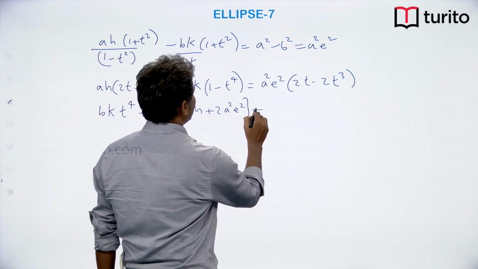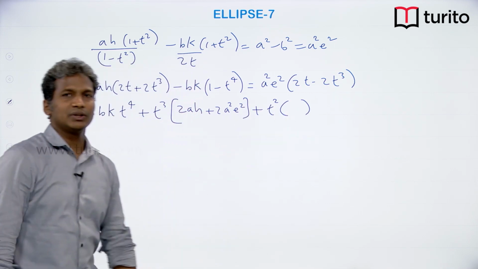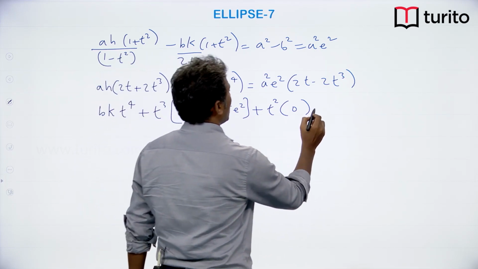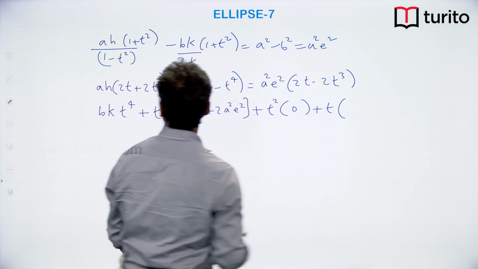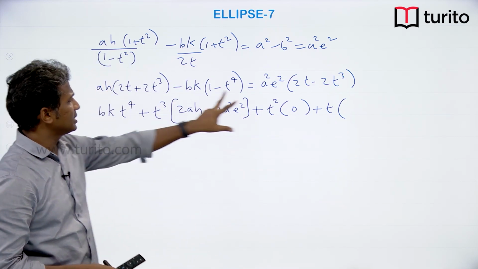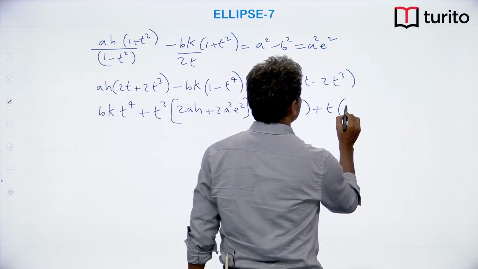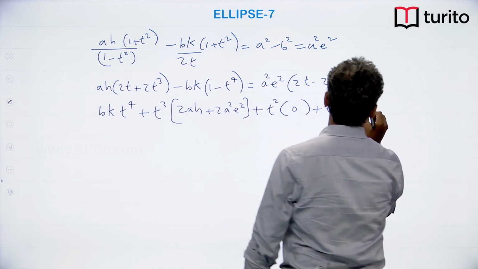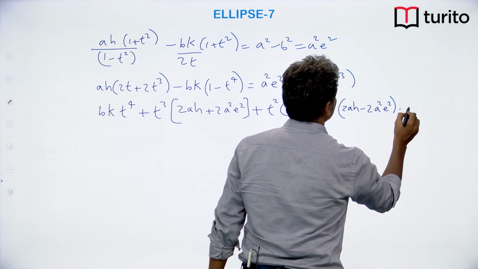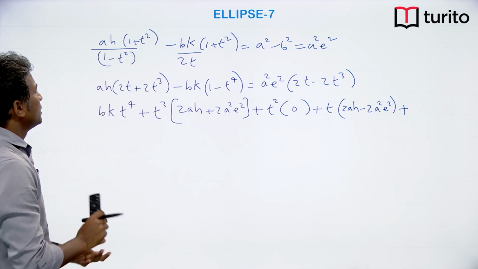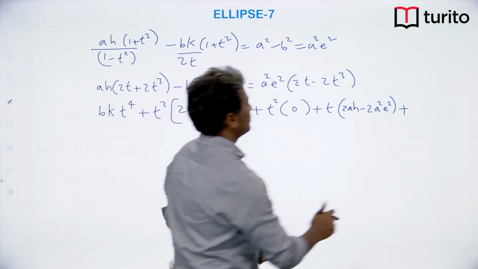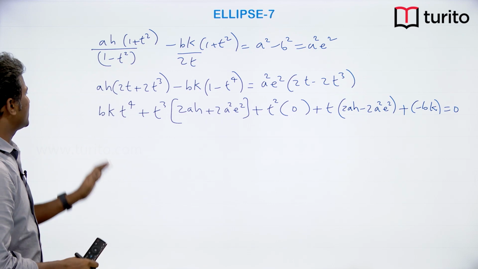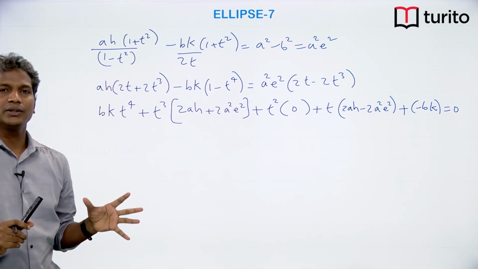Now, if I take t square common, there is no t square here, if you notice. So, the coefficient of t square is 0. And what about the t term? There is one t term here, there is another t term here. So, that will be 2ah minus 2a square e square. Now, the constant term. There is only one constant term, which is minus bk. This must be equal to 0. So, this is one polynomial equation in terms of t of degree 4.